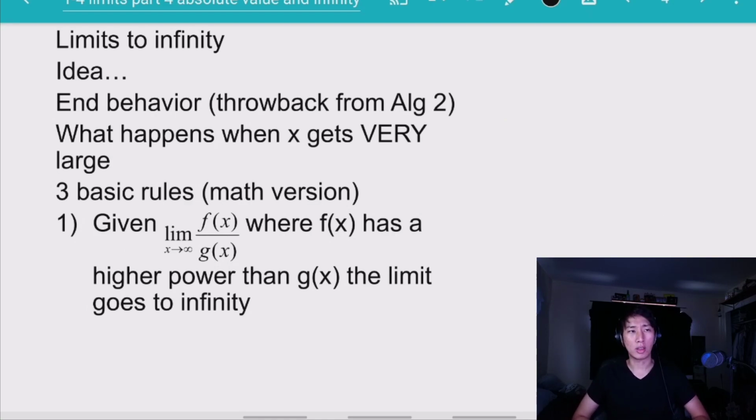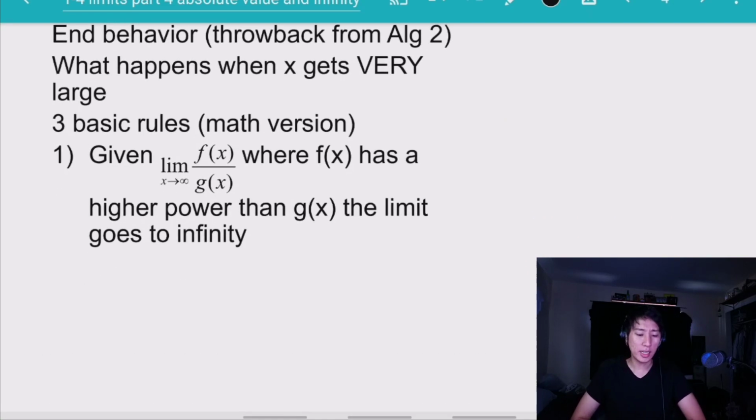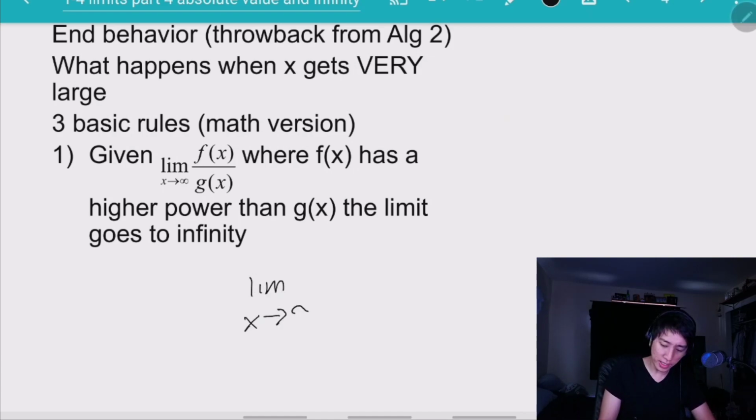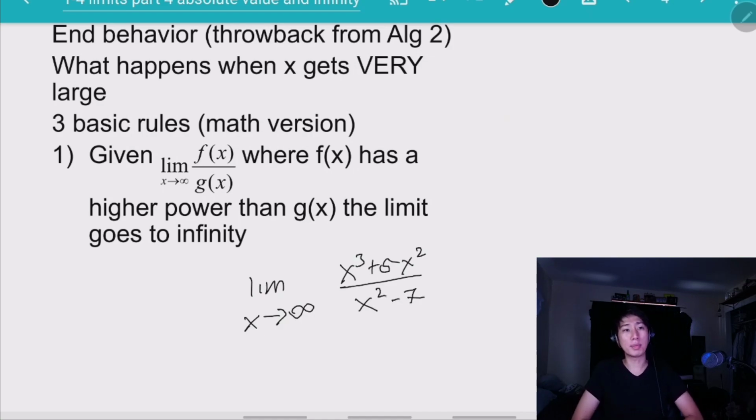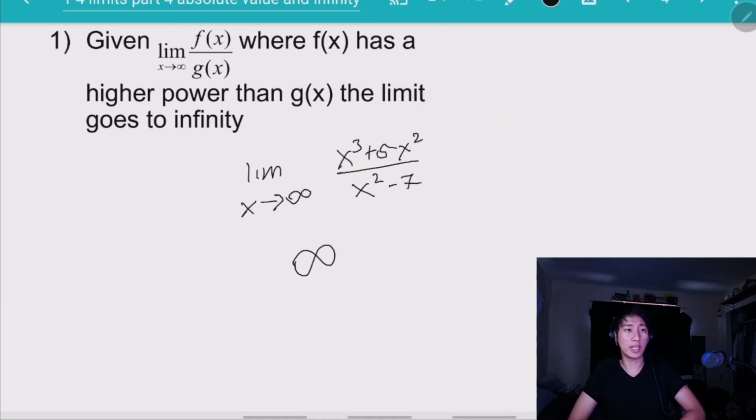So let's kind of talk about the three basic rules. You should have been familiar with this already, but we're just going to put it in terms of limits in a very mathematical version. So there's three basic rules. If the limit as x approaches infinity for f of x over g of x, where f of x has a higher power than g of x, the limit goes to infinity. So if you have something like this, limit as x approaches infinity of x cubed plus 5x squared over x squared minus 7, this limit is going to be infinity. So when you evaluate it, it's just going to say infinity.